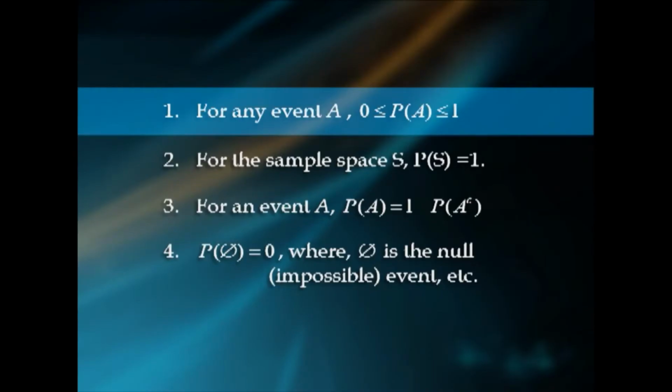Based on the frequency definition of probability, the following properties of probability have been proved. Number 1, for any event A, 0 less than or equal to P of A less than or equal to 1.